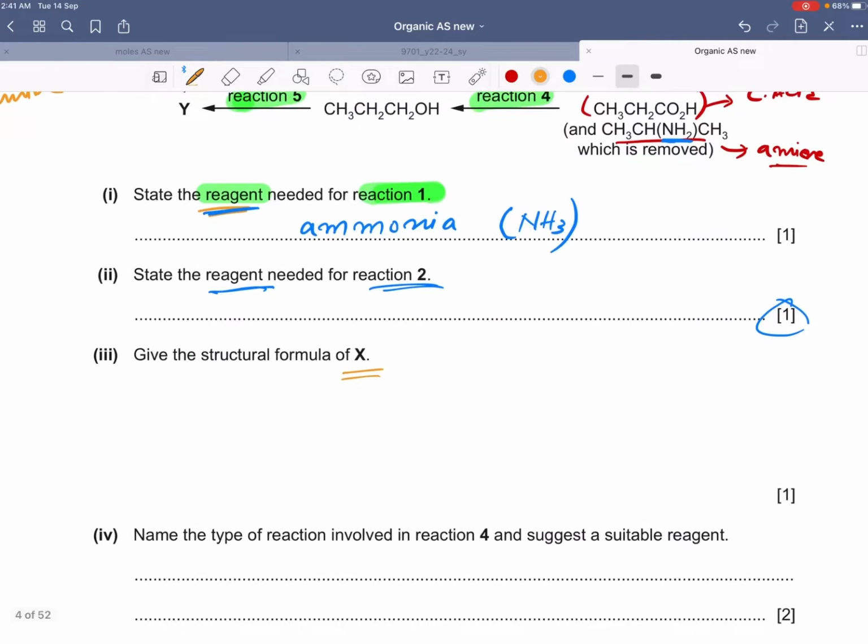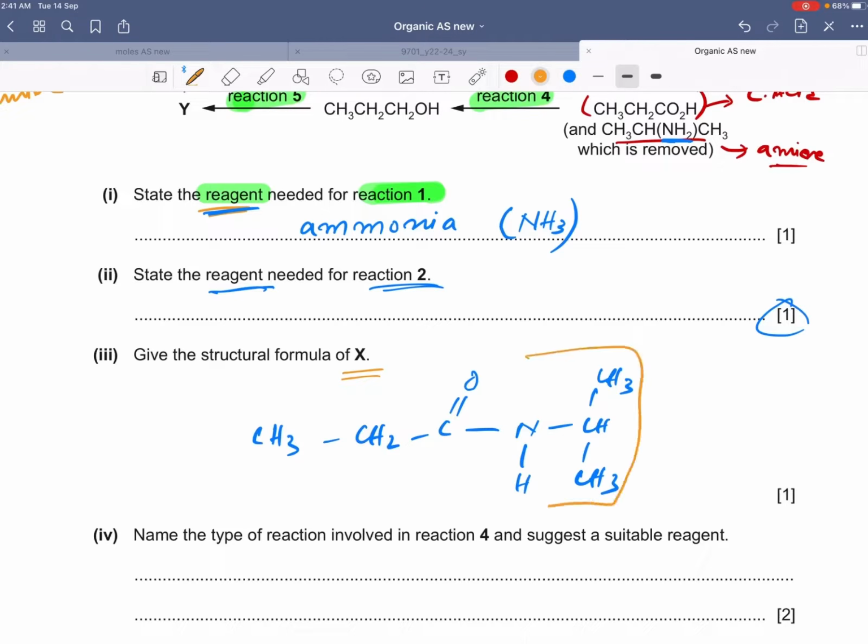So let me draw X here. X is CH3, CH2, C double bond O, NH. This is the amide link, and CH, CH3, CH3. So this is the same 2-aminopropane. If you give this nitrogen one more hydrogen, this is 2-aminopropane. So that means 2-aminopropane has lost hydrogen to give us this X.